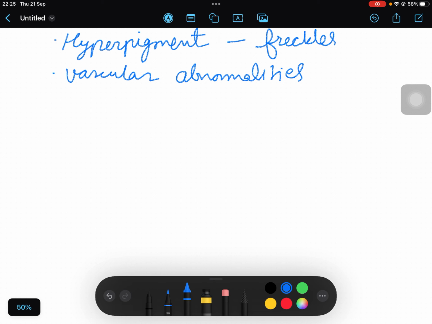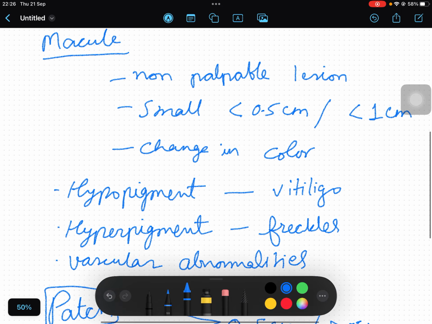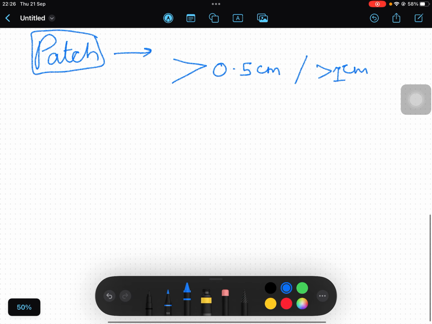Coming to the other primary skin lesion, that is patch. So patch is also a change in color, but it is more than 0.5 centimeter, or some books say more than 1 centimeter in diameter. So macule was less than 0.5 centimeter, whereas patches are more than 0.5 centimeters. The other one is papule.